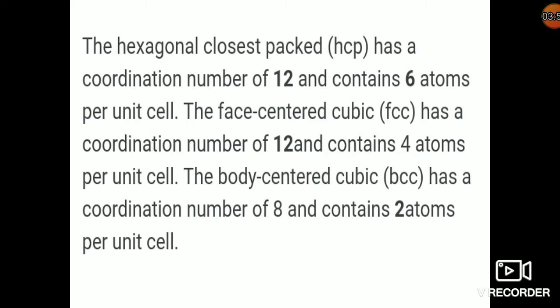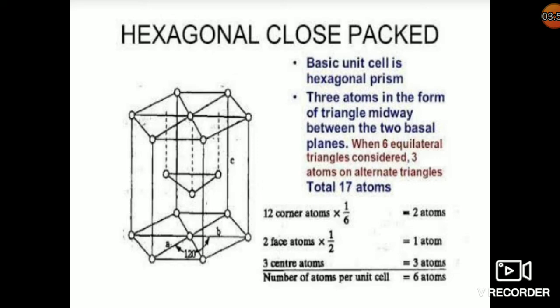Now let's have a glance at the 6 atoms in the hexagonal close packed structure. Here you see the hexagonal close packed structure, one of the basic unit cells. Here there are 12 corner atoms. In a hexagon you get 12 corners and each corner atom contributes 1/6. So 12 into 1 by 6, we get 2 atoms. Then 2 atoms are present at the face that contribute half.